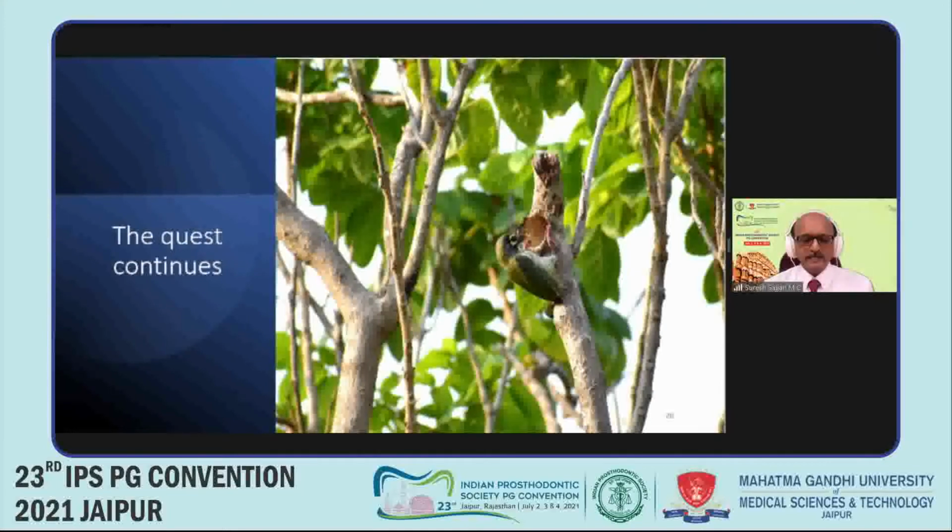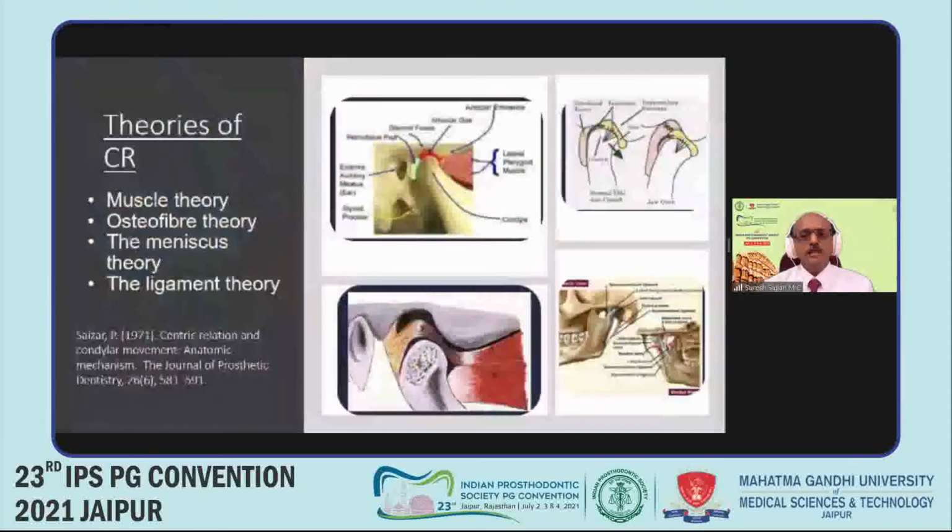So the quest continues. It's just like they do space missions and so many scientific advances only to find where the human being or the life form came from. So it is more or less happening like that. So much controversy in the centric relations. Well, in the meantime, there's Sicher. He tried to put together the different opinions from different people as 4 theories. Although this doesn't have much significance in the present days, it has academic interest.